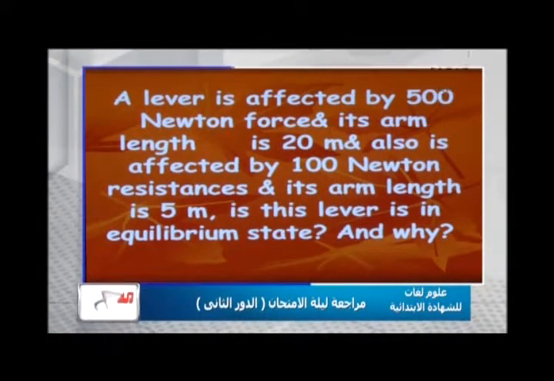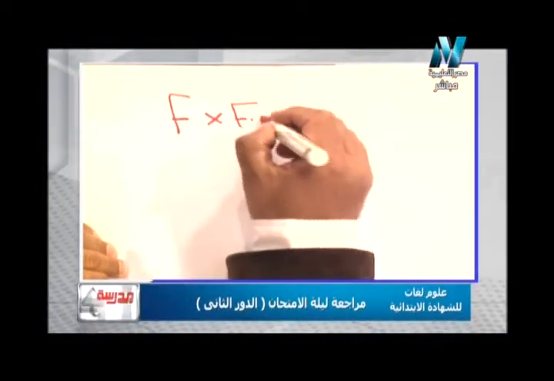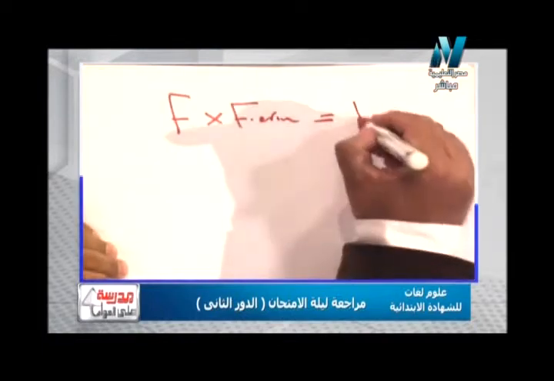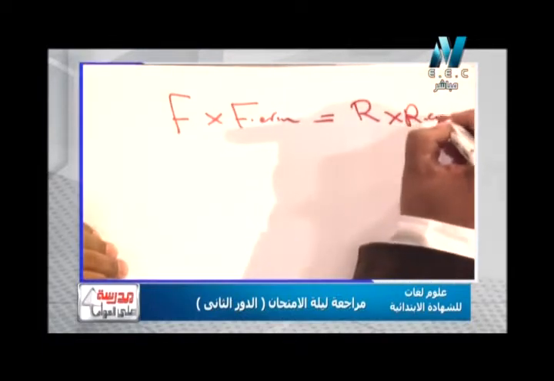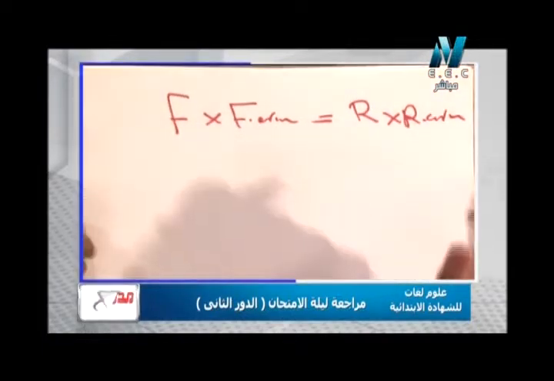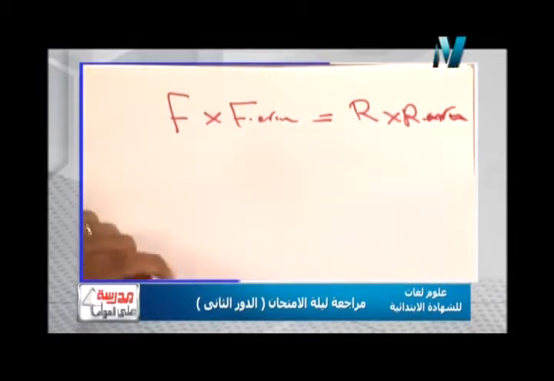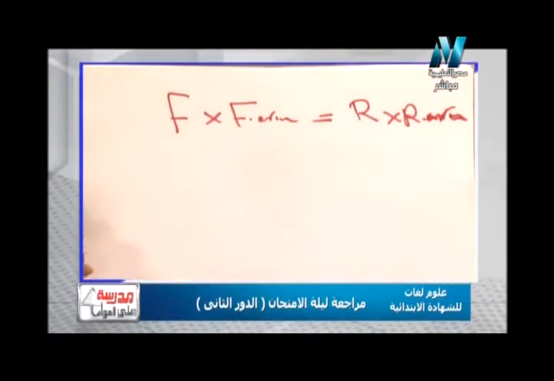يعني من وجهة نظري الشخصية هي مسألة سهلة جدا, because I can answer this problem by writing at first the lever's law. بكتب في أول خطوة lever law. The lever law says what? Effort force by effort force arm equals resistance by resistance arm. Okay, I think it's a very easy law. So I can put each value under its name.